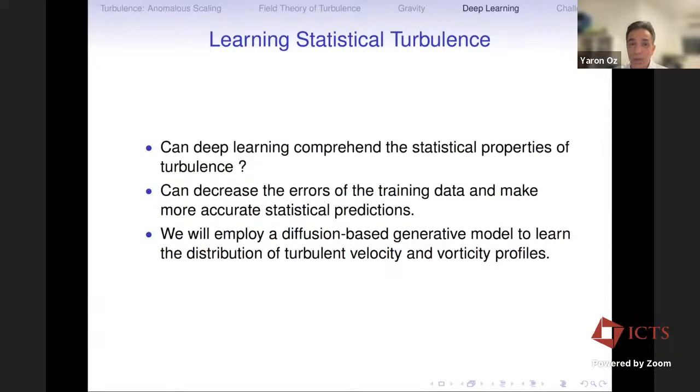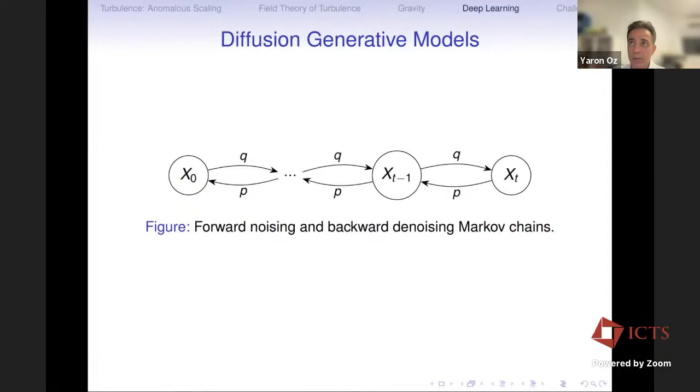And so what we did is we used something called diffusion generative models. It's actually a very cute trick based on the diffusion equation. What you do is you take a picture of turbulence, let's say, or a face of somebody, doesn't matter. And then you start to add noise. All these steps forward are Markov steps, where at each time I add some Gaussian noise. When I get to this point, you cannot recognize the picture anymore. It's just noise. And then I teach the system to go back.